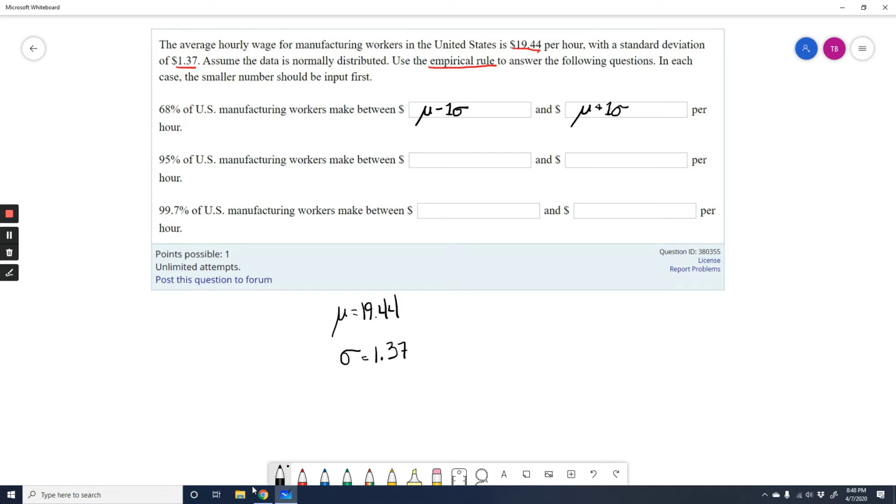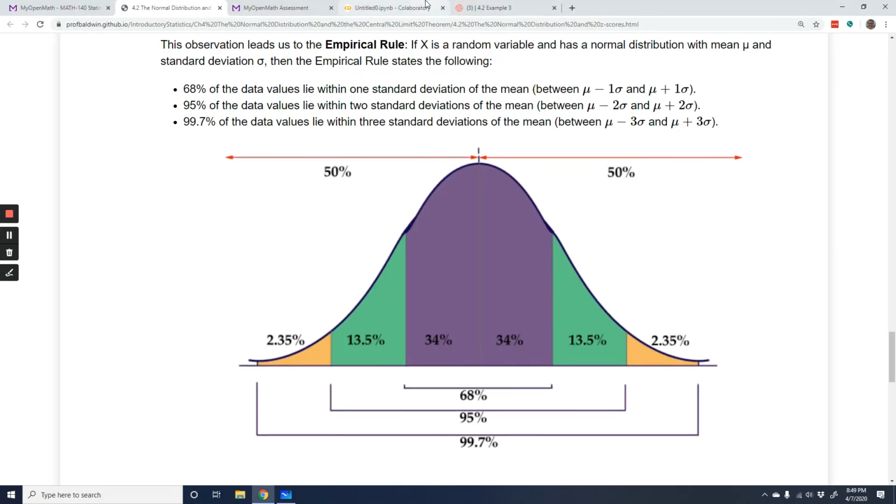That's the empirical rule. 95% is two standard deviations: mu minus two standard deviations, mu plus two standard deviations. And 99.7% is mu minus three standard deviations, mu plus three standard deviations. Of course, we actually have to calculate what those will be, but that's the formula for getting the values for each one of those boxes. Let me give you the example for the 68%, and I think you can manage the rest on your own.